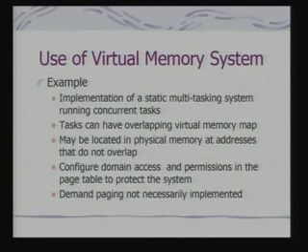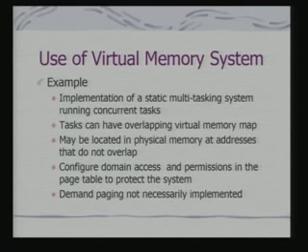Tasks can have overlapping virtual memory maps. In fact, they can have the same or identical virtual map, but they will be located in physical memory at addresses that do not overlap. They may also overlap when they share common pages. Then you configure your domain access and permissions in the page table to protect the system. So each task will have a domain access associated with it, and that will restrict the access rights to the pages belonging to the task. And demand paging is not necessarily implemented.